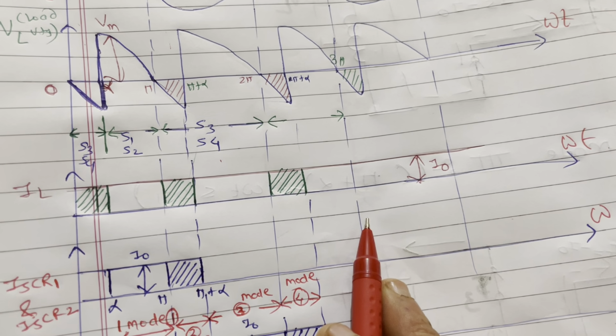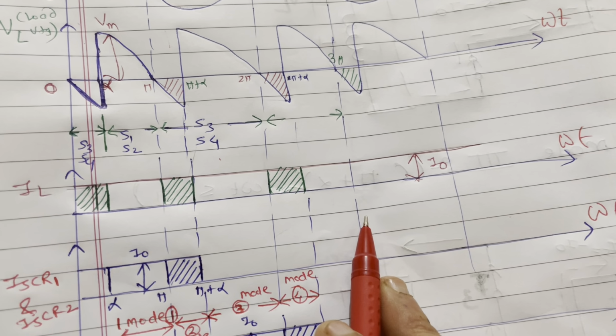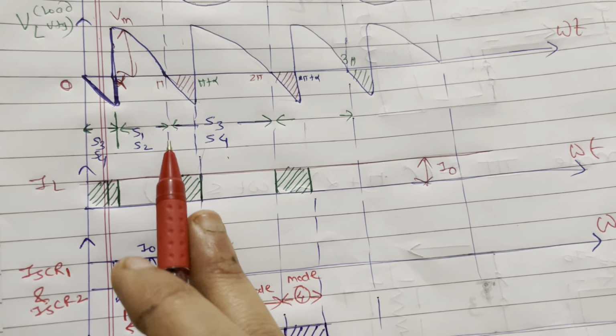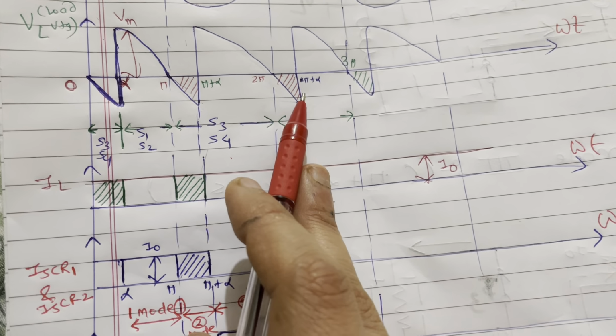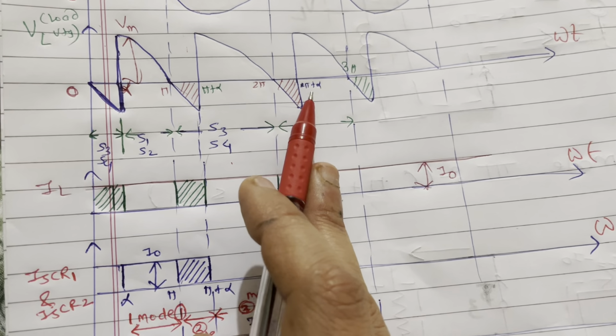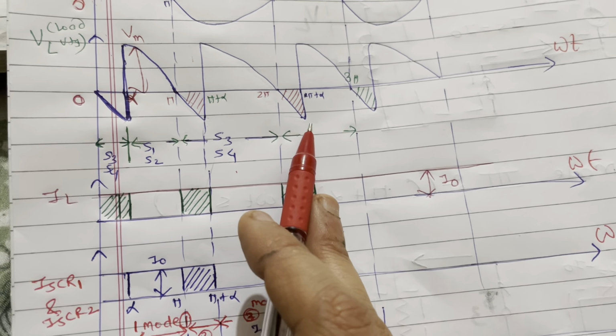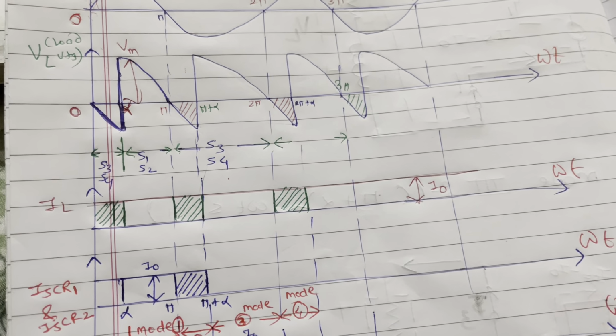The conducting pair SCR3 and SCR4 will be commutated due to line commutation at the instant alpha, or 2 pi plus alpha. So these two instants are there, and SCR1 and SCR2 will continue the operation.